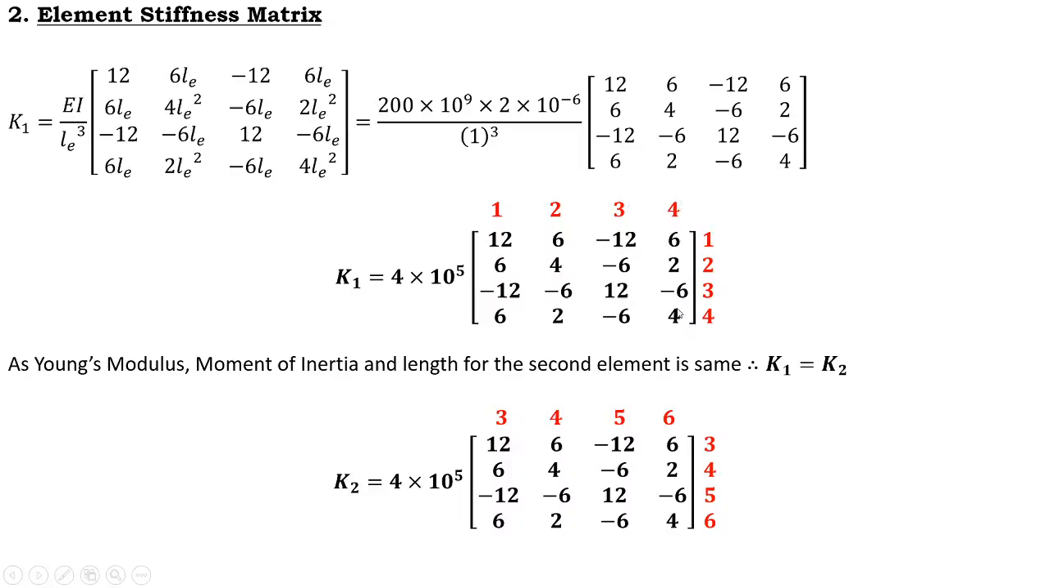Then I don't have any 5 of 1 either in this matrix or in this matrix. Therefore 5 of 1 will become 0, and similarly 6 of 1 also 0, because I don't have any 6 of 1 in this matrix or in this matrix. Therefore I am going to get the first row values in the global stiffness matrix.